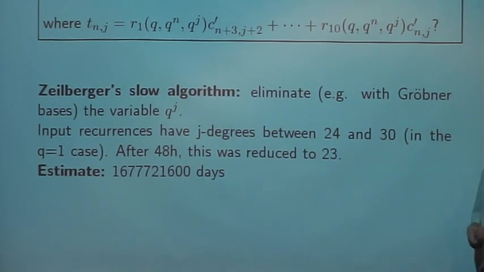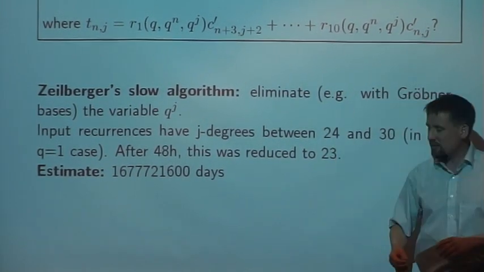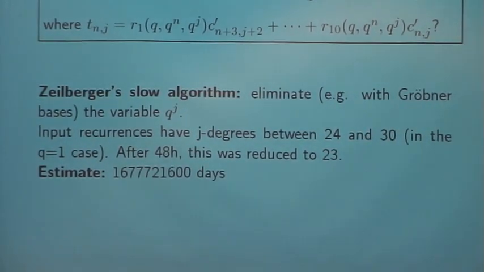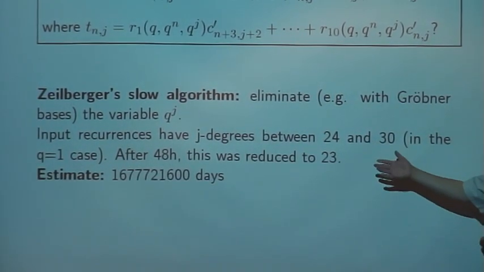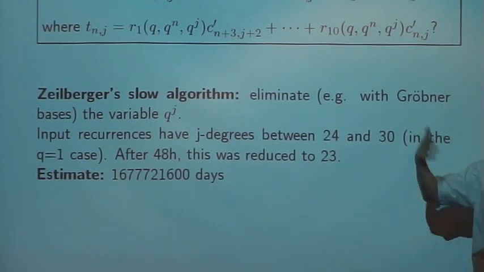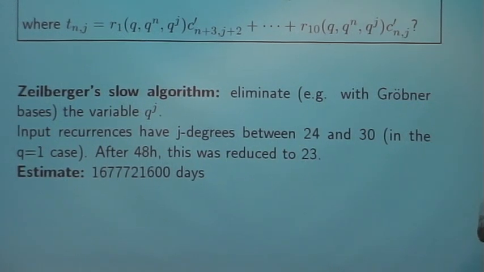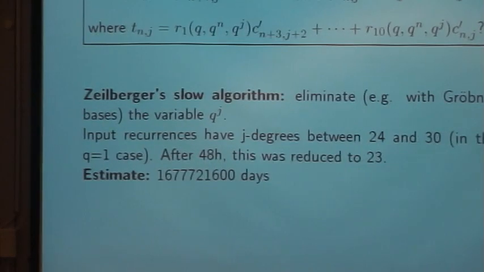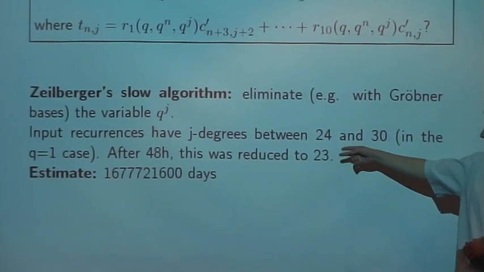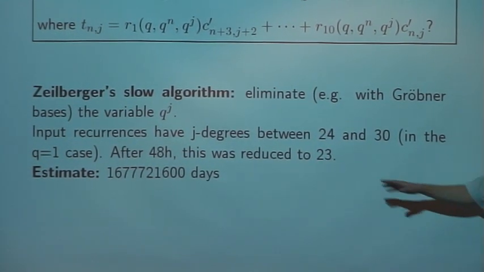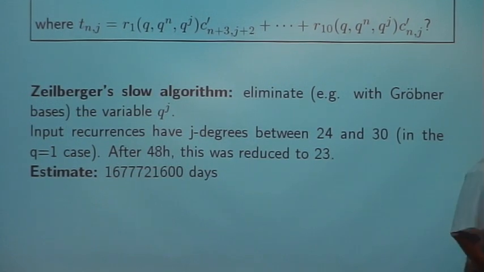So there was no hope, and a very rough estimate is this number of days, which I think is 1.6 billion days, assuming that the q case will need 100 times longer than the q equal 1 case, which is a very moderate assumption, and that in each step we double the effort, which is also a very moderate assumption. So probably we would need much more. So I stopped it after a while.